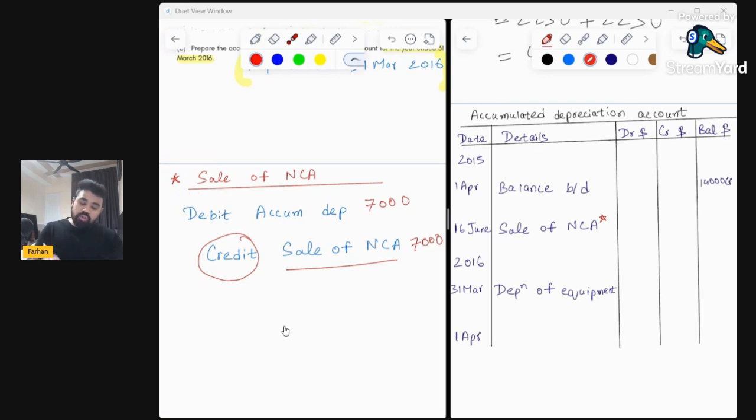That's why when you refer to the ledger account, you will see that on the 16th of June 2015, within the details column, we have included the narration or the cross-reference for the account to be sale of non-current asset. You can write the full form in exam, don't write NCA like me, all right? And that is going to be recorded on the debit side because we understand the accumulated depreciation is decreasing in value, okay?